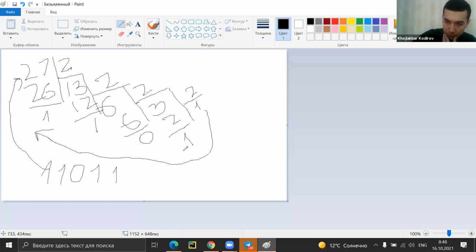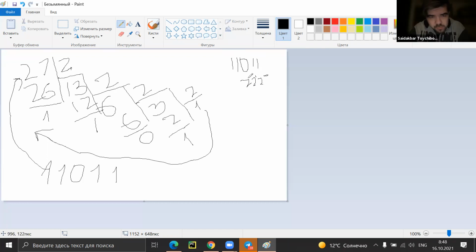Okay, let's check it then. So firstly, it will be 2 to the power 0. Then 2 to the power 1. And 2 to the power 3. Sorry, guys, that was my typing.